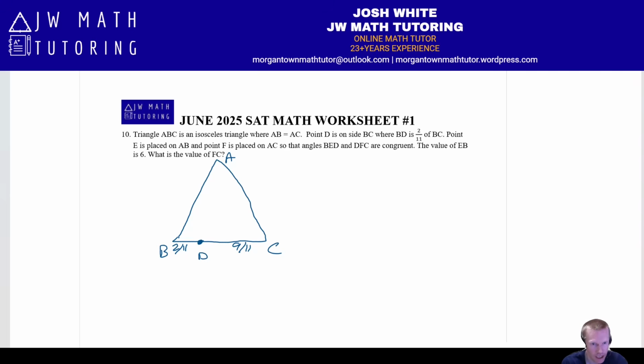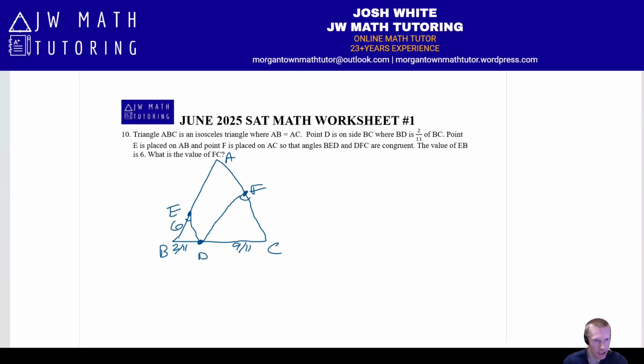All right, point E is on AB somewhere here. Point F is on AC. So this is F, sorry, this is E, such that angles BED and DFC are congruent. So these two angles are congruent. The value of EB is 6. All right, what is the value of FC?